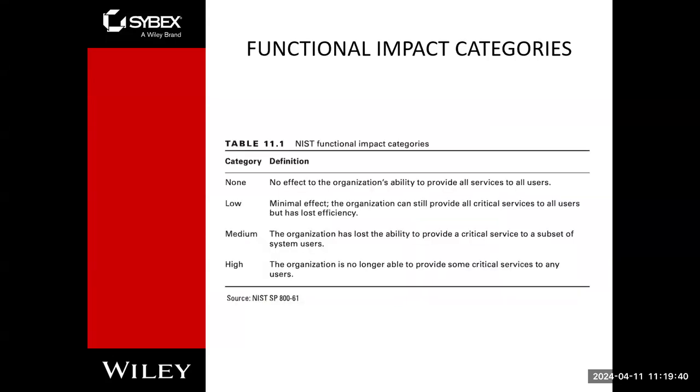So here's just a good overall generalization of impact categories by the National Institute of Standards and Technology, or NIST, in their 800-61 publication. They have none, low, medium, and high. So this is a good catch-all general functional impact.